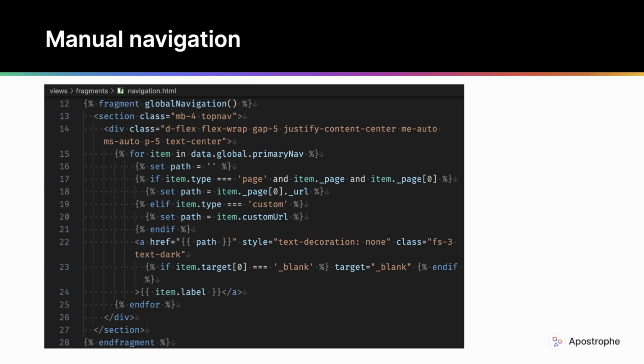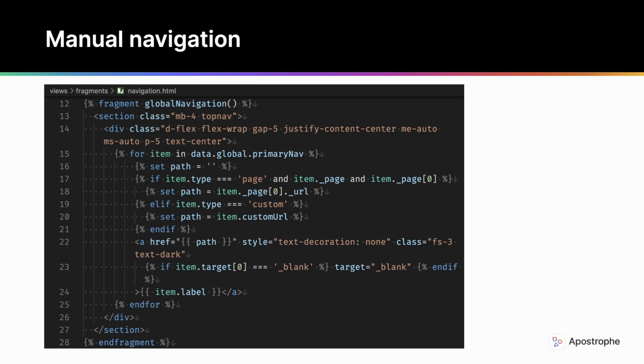Remember that relationship field returns an array of objects, so we need to gather information from the first item in the array, underscore page 0. Lastly, we create our navigation loop using the path we just set, the string the content editor wants to use as a label, and an if conditional to add target equals underscore blank.